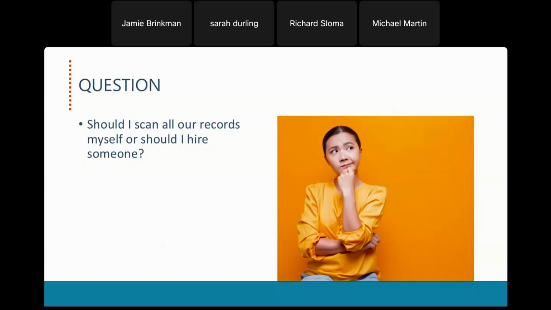Sarah, can I add something about this? Absolutely. Another thing to consider: even if you could scan all your records, should you? Is there value in all of your records in making them digital, or is it going to create a cluttered space of even more records that you have to manage and make sure are accessible?